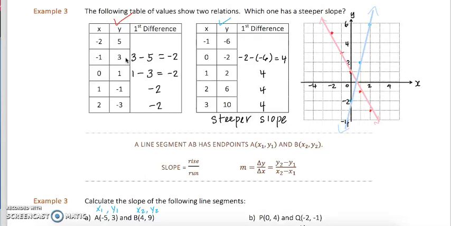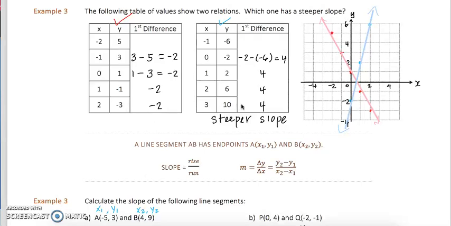You can also calculate this by subtracting 5 from 3. So you can continue to calculate these first differences as you go down the list. So the next entry will be 1 minus 3, -2. -1 minus 1, also -2. -3 minus -1, which is also -2.